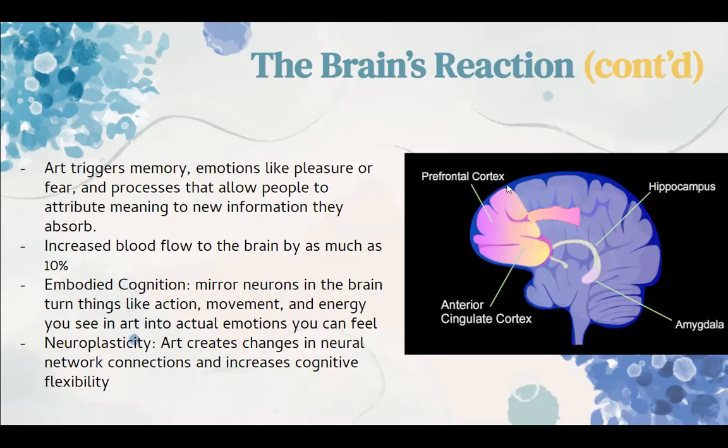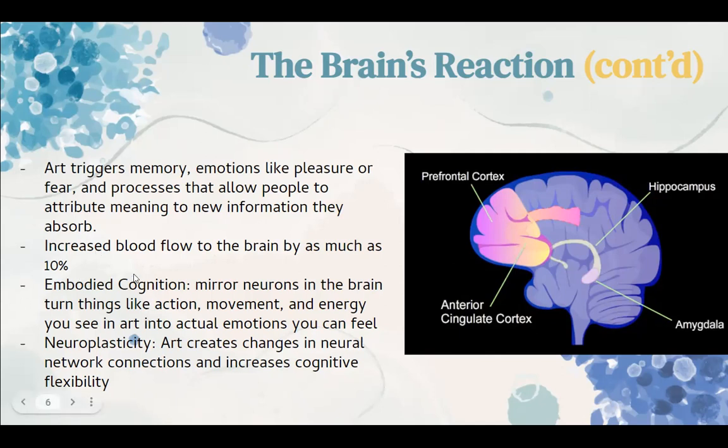Then we have the prefrontal cortex, and this is the center for higher order thinking. So this is what allows you to actually find meaning in artwork. And then we have the anterior cingulate cortex, and this is known for numerous things: emotion, empathy, decision-making, impulse control, all of that. Then art can also increase blood flow to the brain by as much as 10%.